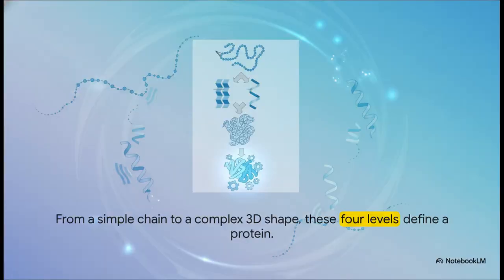And this picture really shows that incredible journey. You go from a simple chain to this complex, beautiful 3D shape. And that final precise shape is everything. A protein's function is completely dictated by its structure. If it doesn't fold just right, it can't do its job, and that can lead to all sorts of problems and diseases, like sickle cell anemia. It is all about the fold.